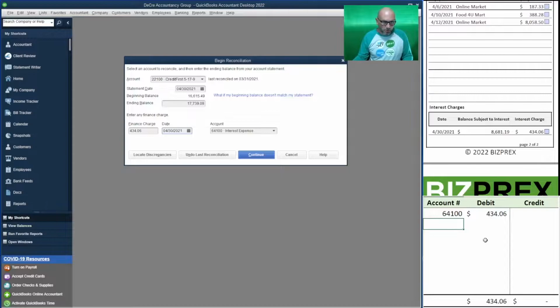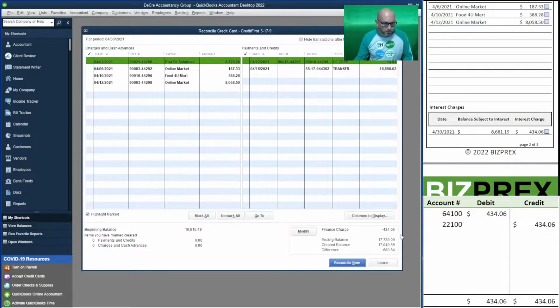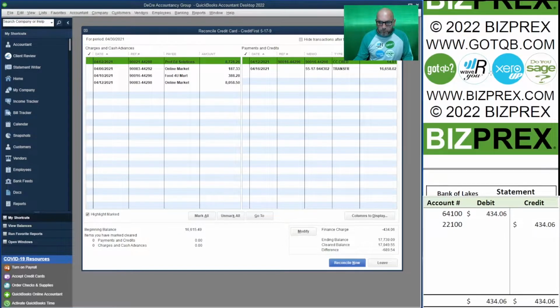What else is happening? This amount will be added to our credit card balance, 22,100. Liability goes up when credited, right? So this amount is a debit to account 64,100 and it is a credit to account 22,100. Okay. Once we finish reconciliation, it will be booked, not until then. All right, so here is that finance charge. We can mark that off.